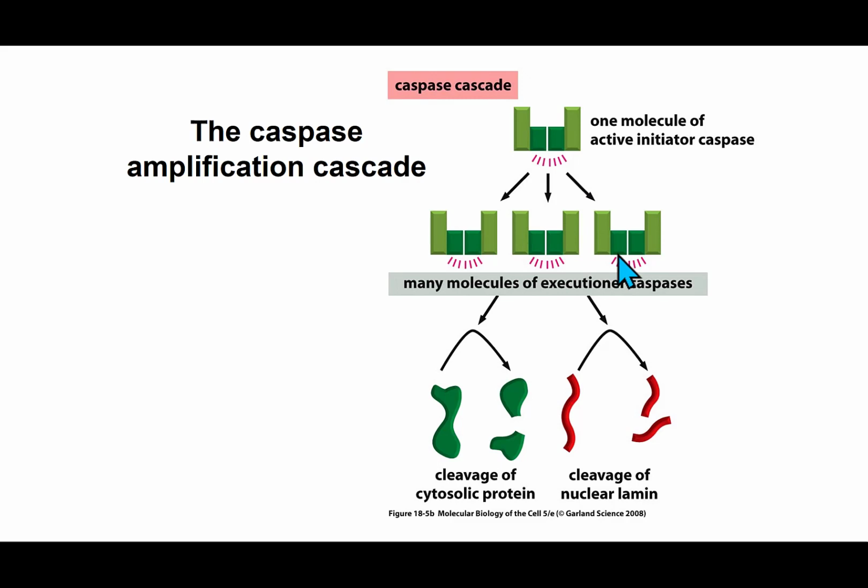And there is definitely some feedback in that some executioner caspases will activate some initiator caspases, activating more executioner caspases, etc. As well, in many cases, initiator caspases will activate other initiator caspases. The executioner caspases, though, caspase 3 as an example, are going to cut the specific proteins that carry out the phenotypes of apoptosis. Some proteins it'll inactivate, some proteins it'll activate, and it's not a random process.